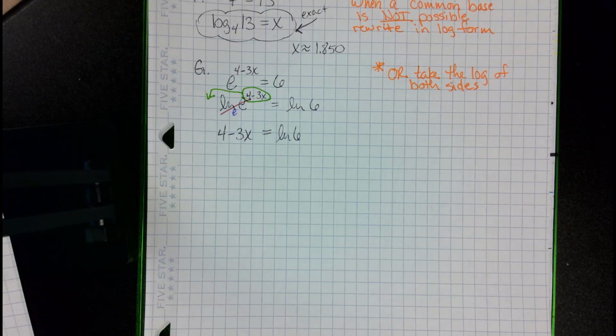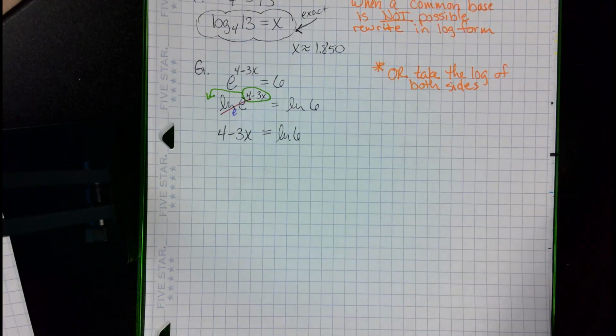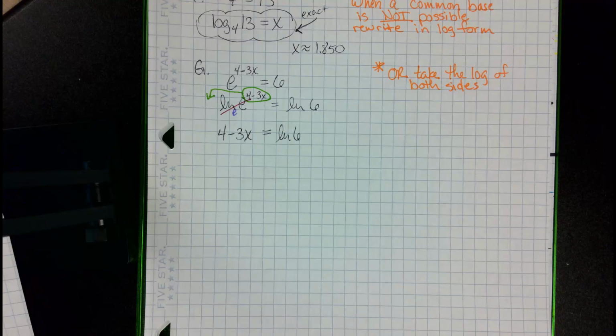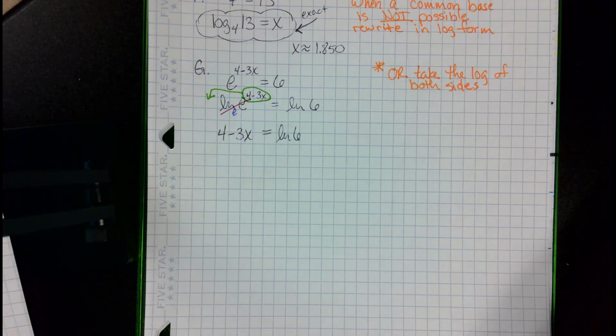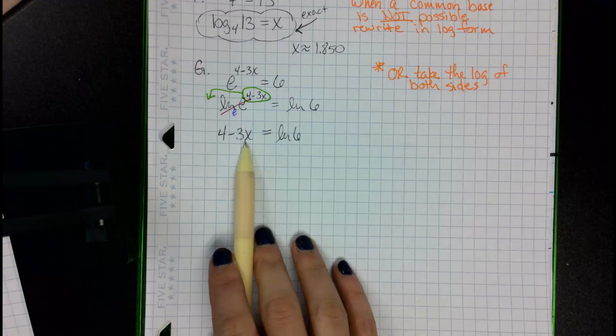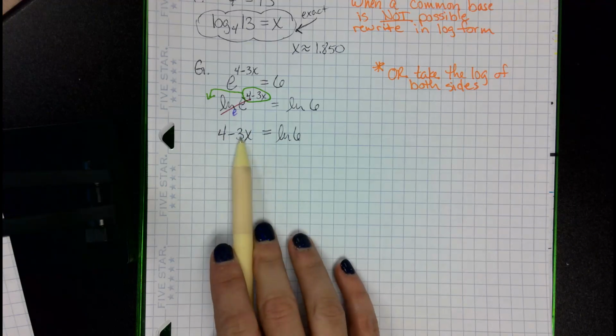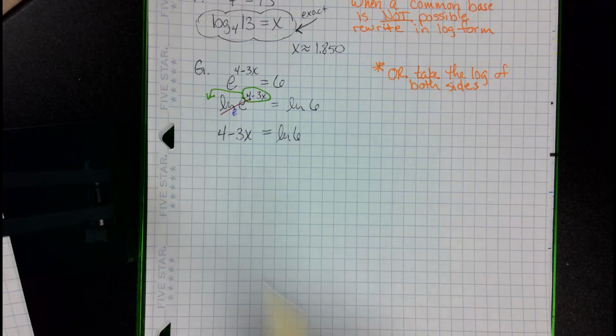And if you remind yourself what it is you're trying to do, every once in a while we have to do that. What is it I'm even trying to do? Trying to get x by itself because I'm solving for x. So here's x. So that means I have 4 minus 3 times x. So that's a positive 4. I want to subtract 4.